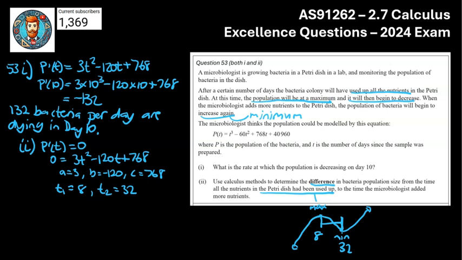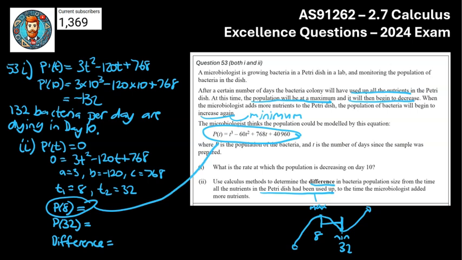So I've got the two points. Now I just need to find out, on day 8, what was the population, and on day 32, what was the population. Once I've got those, I can go ahead and calculate the difference, which is the population change. So let's go ahead and find those. The way we do that is, in our very original function, we substitute t equals 8 into that, and that's going to get my answer.